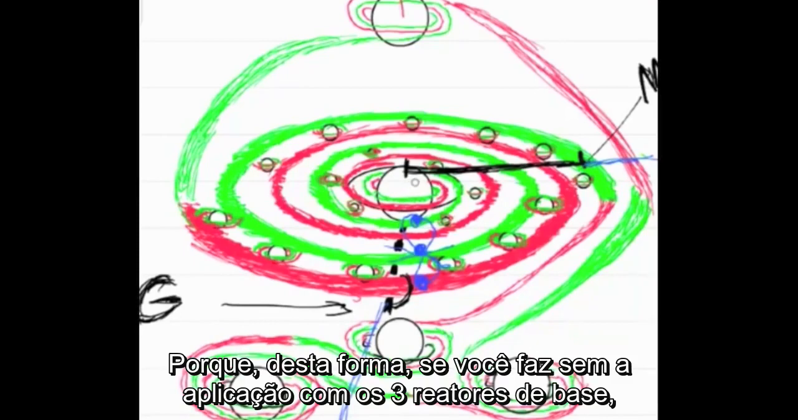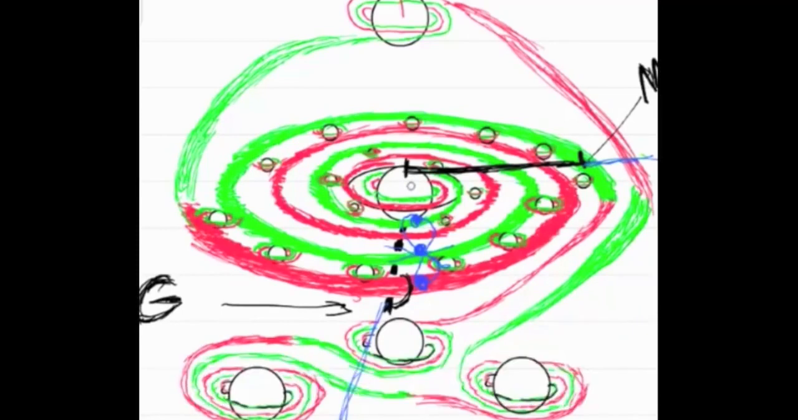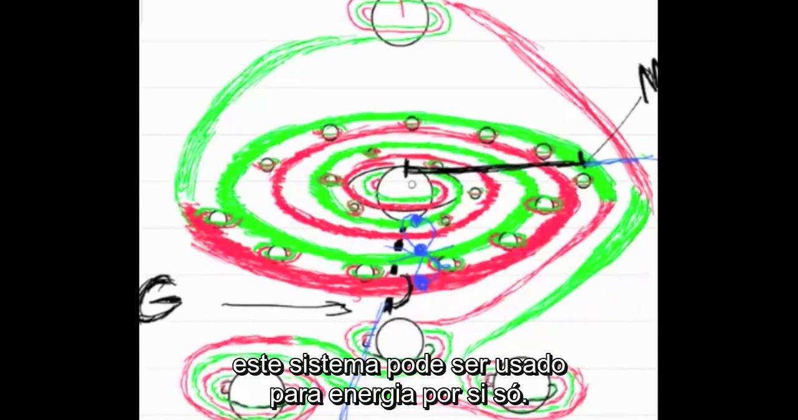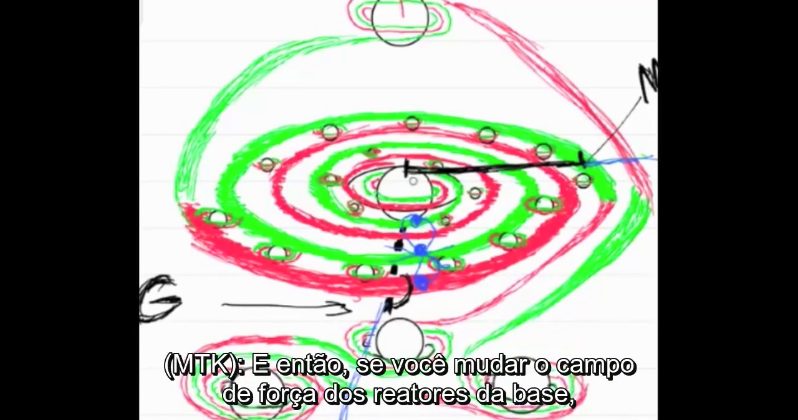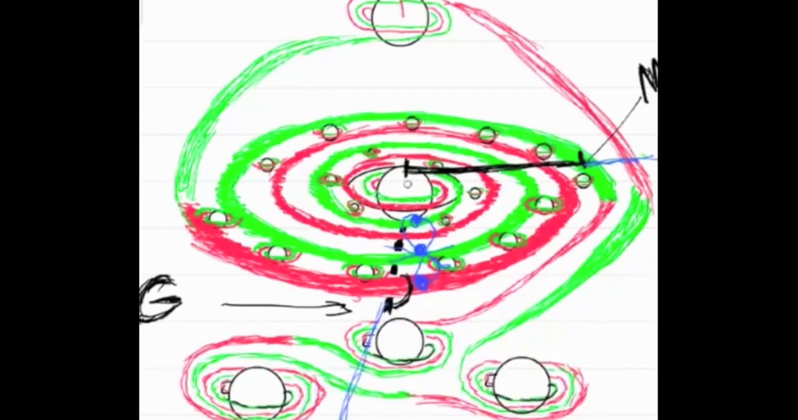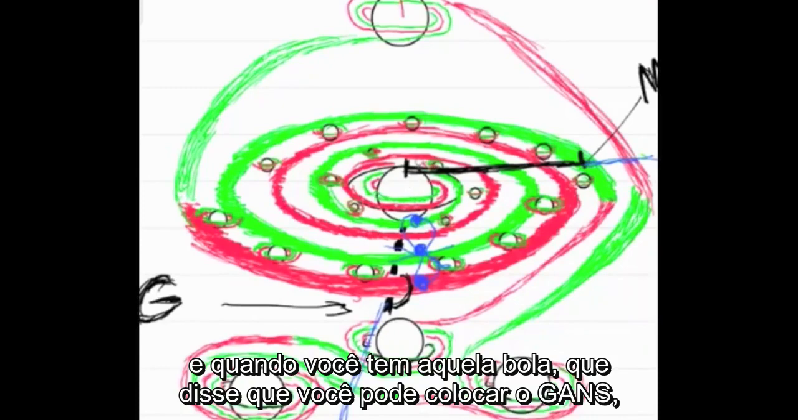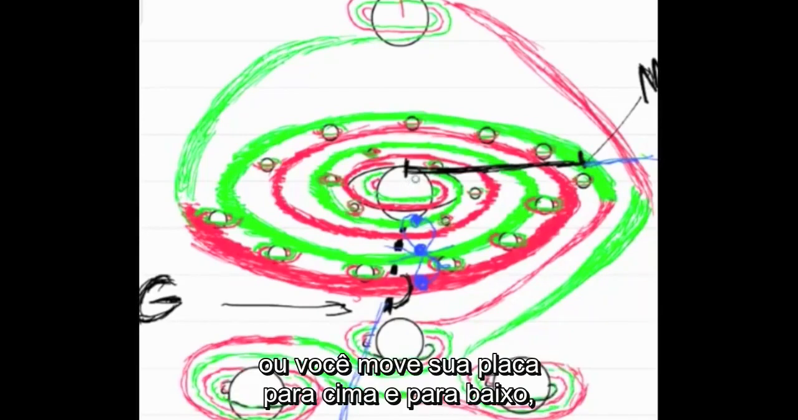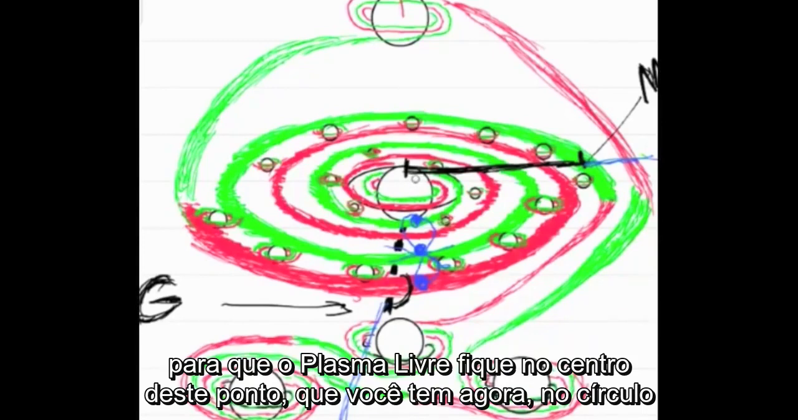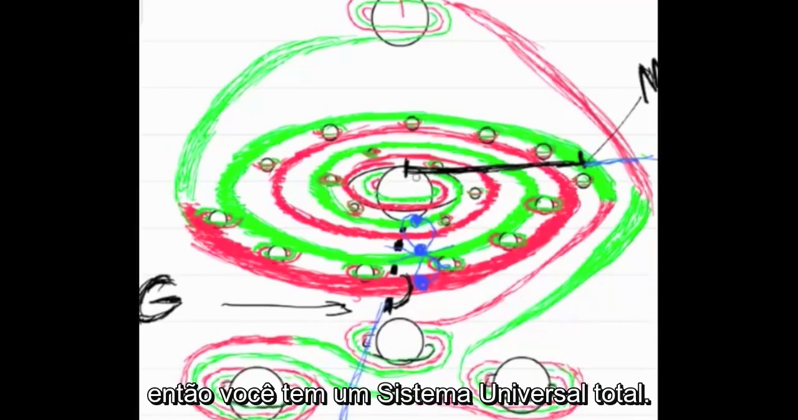Because this way, if you do without the application to the base 3 reactors, this system can be used for energy on its own. Yeah, I thought so. Yeah, continue. And then if you change the field strength of, let's say, base reactors, and where you have that ball, which I said you can put the GANs, and we manage to bring the free plasma to sit in that position, or you move your plate up and down, so that the free plasma comes in the center of that point where you have now your circle, then you have a full universal system.